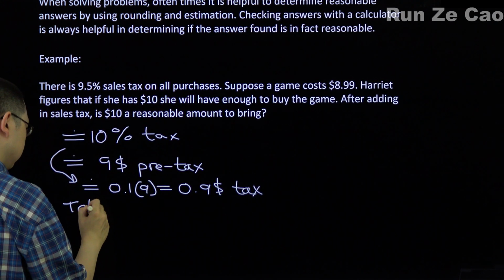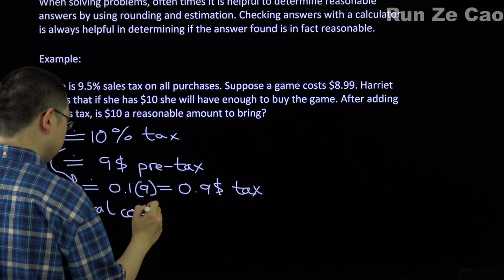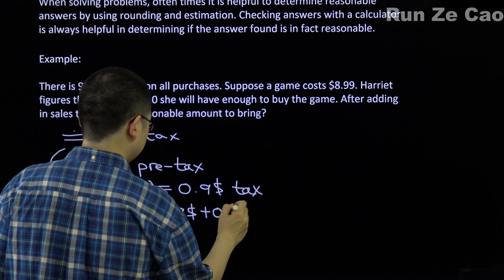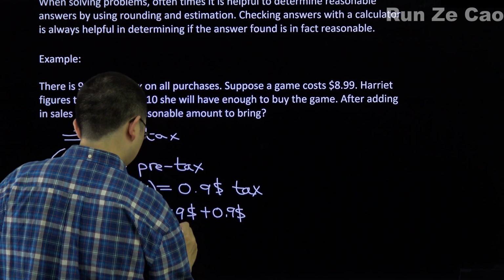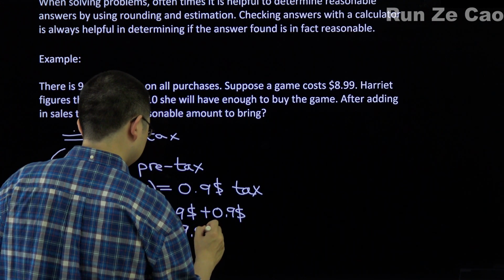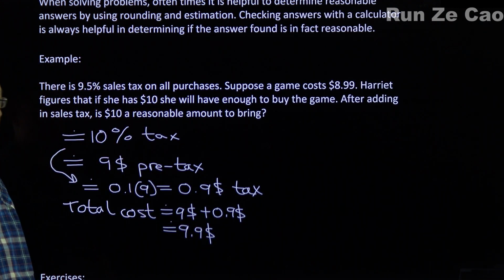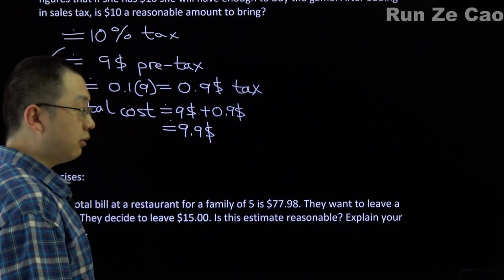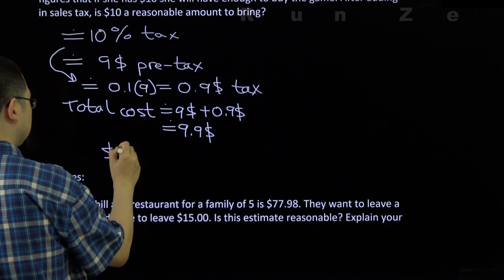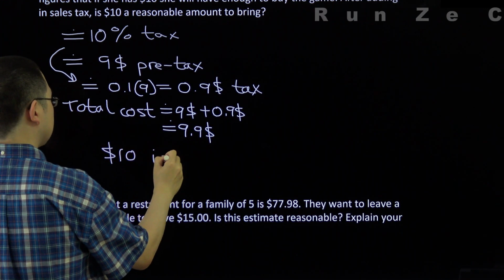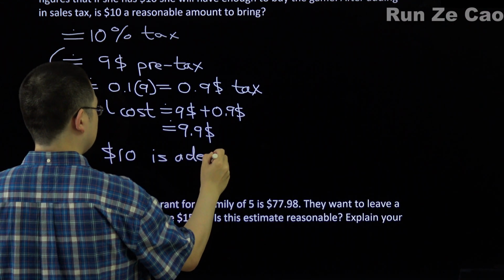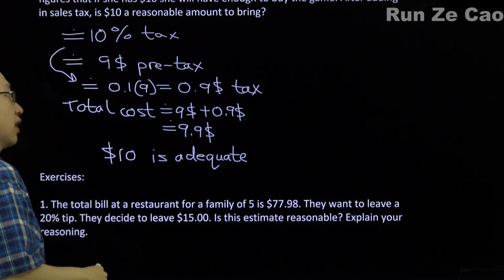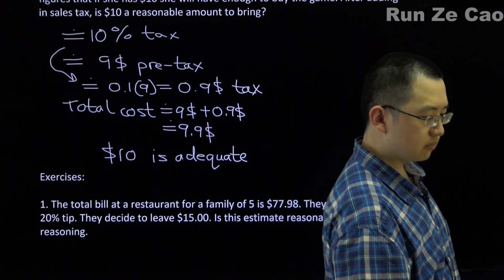Total cost is approximately $9 plus $0.9, which is approximately $9.9. Yeah, $10 is a reasonable amount to bring. $10 is adequate and reasonable, but adequate kind of encapsulates that, at least as far as I understand.